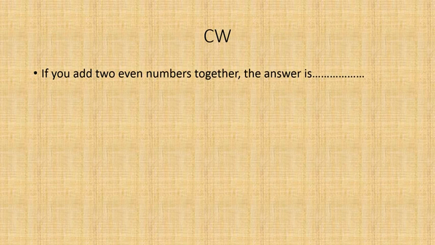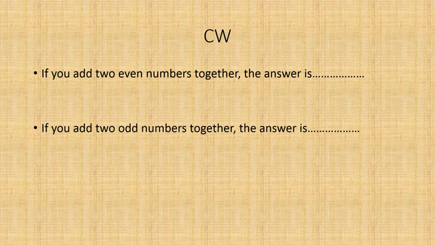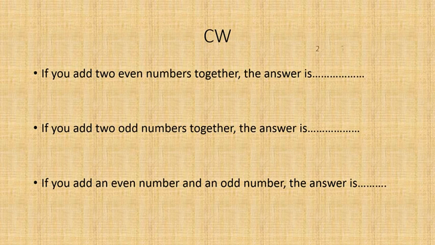Here, if you add two even numbers together, the answer must be, let's try. I'm not memorizing this rule, by the way. I'm just trying it. For example, he asked me to add two even numbers together, so I will just choose any two even numbers that come into my mind. For example, 2 plus 4 equals 6, and 6 is an even number, so the answer is an even number.